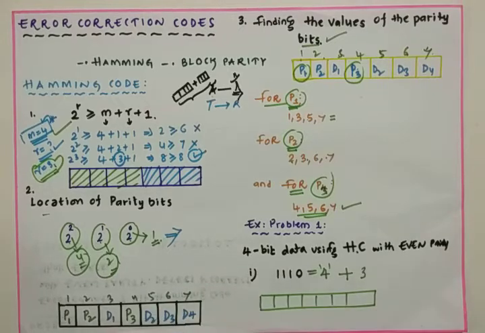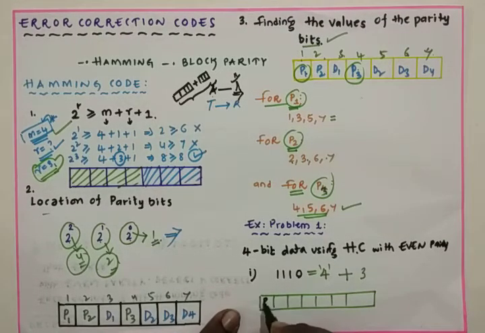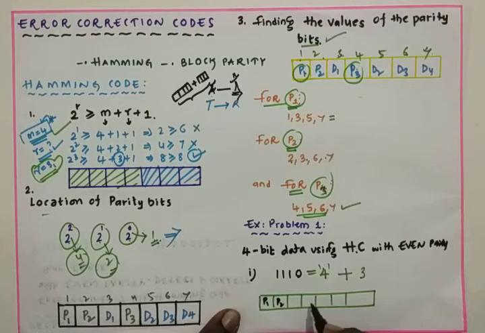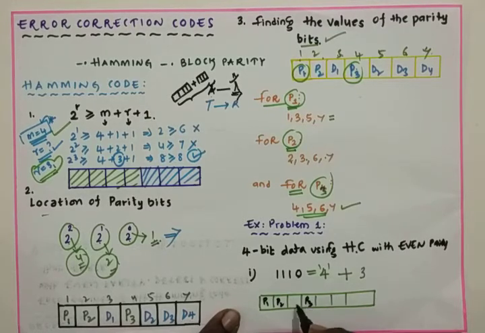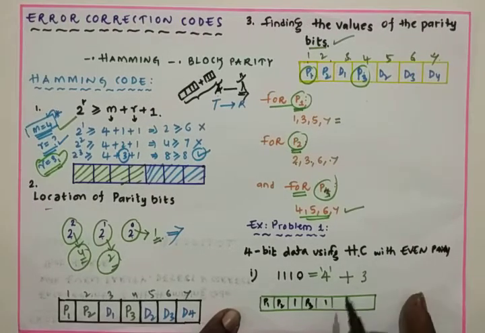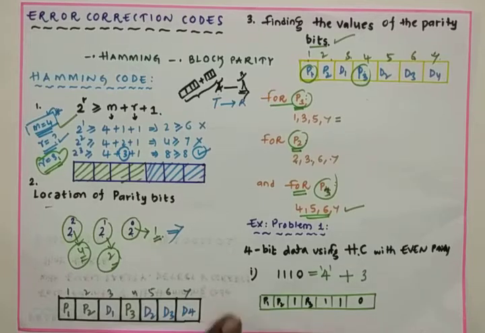So now, what can we go with? The first one is the parity bit, that is P1. This is P2 and this is P3. And the remaining bits are the data: 1 1 1 and 0. So this is parity, this is data, this is parity, data and data. Now what we have to do is go with the even parity.